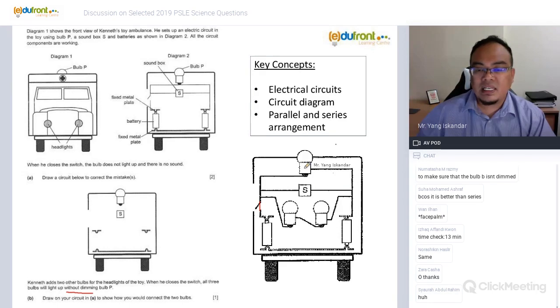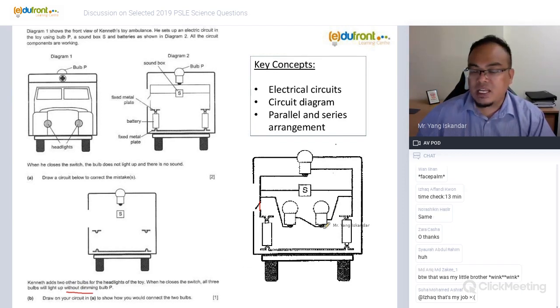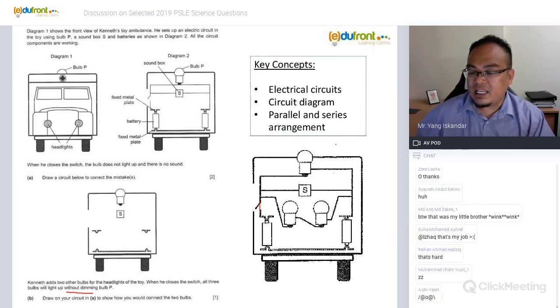Because if in series, if you have 3 bulbs, the amount of electricity that flows will have to be shared. Then it will become dimmer. And here in the question, you do not want it to become dimmer because they say without dimming. So it must be in parallel arrangement. So you can see here, this is parallel with this bulb. That's why it is not that easy. Quite tricky.